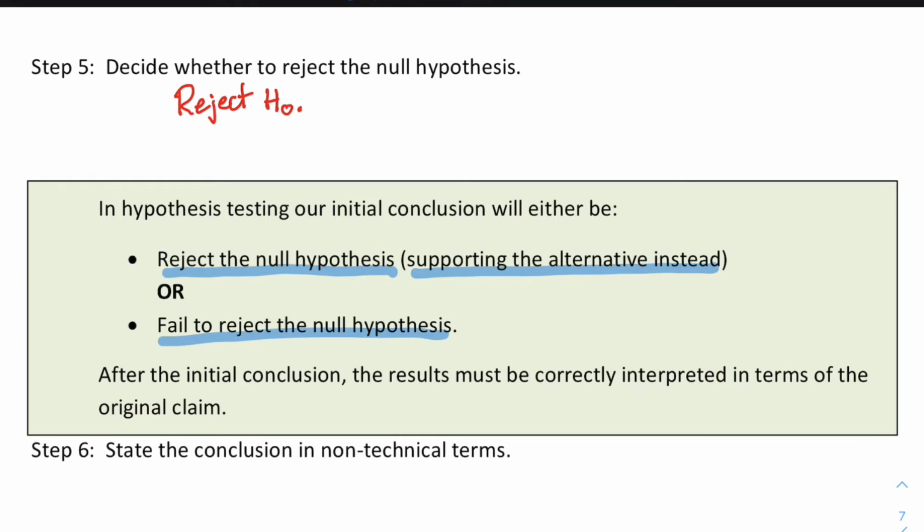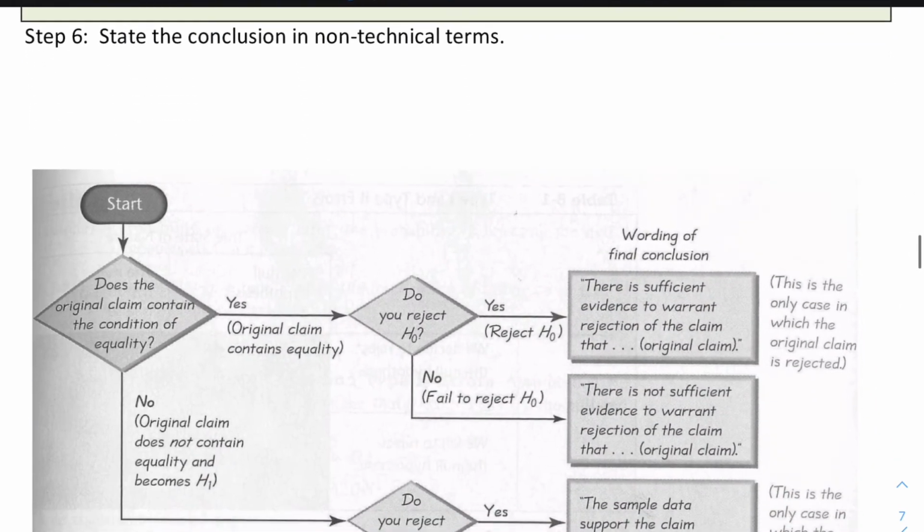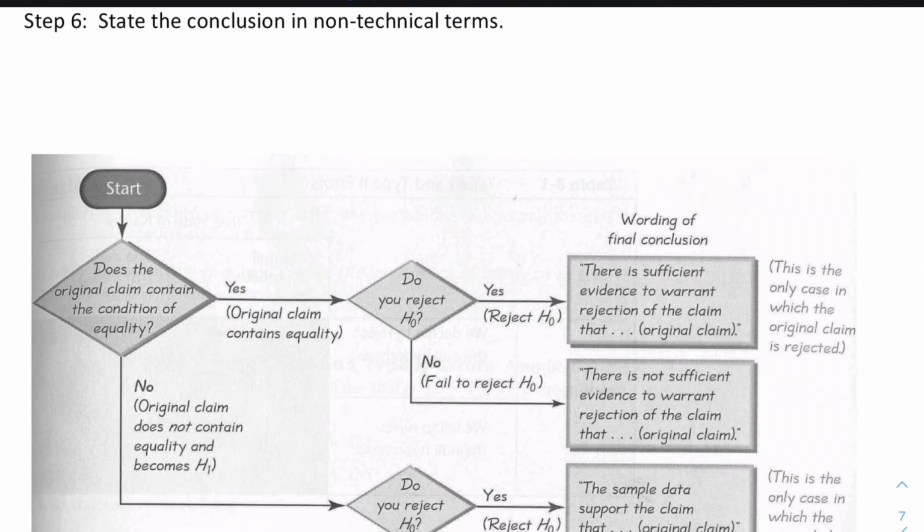Now, reject the null hypothesis basically means nothing to anyone who doesn't know statistics, so you're going to need to reword your conclusion in non-technical terms so that it makes sense to the average person. Rewording your conclusion is always about answering what was the result of my original claim, so we want to word it in terms of what our original claim was. There is a handy chart in your book, which I don't really use because I'll show you how to do it without the chart. And if we get back in school, I do not give you the chart on tests or quizzes.